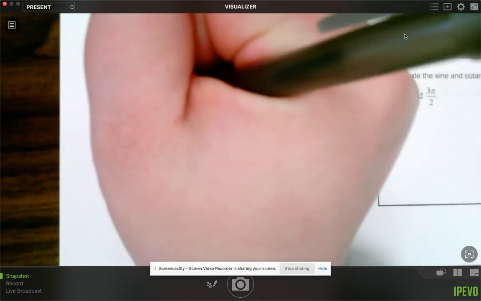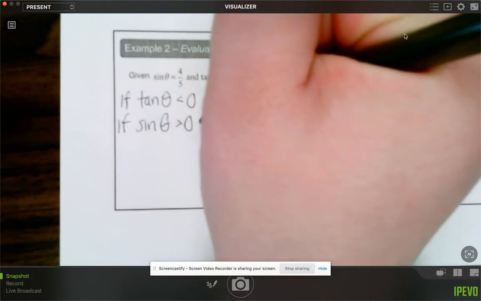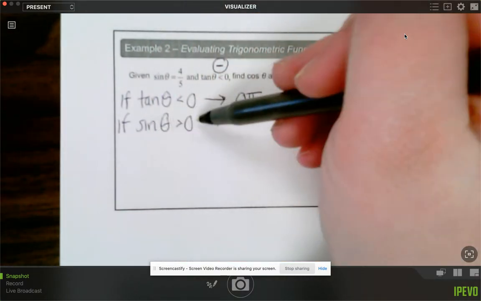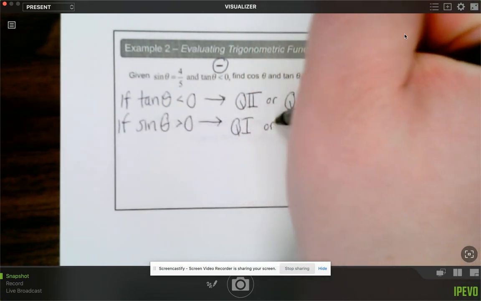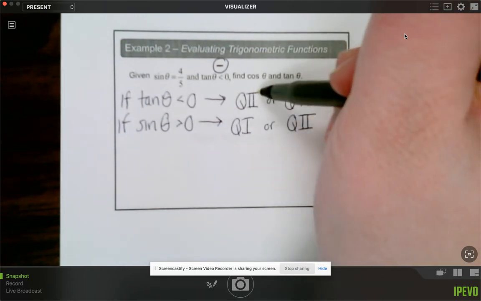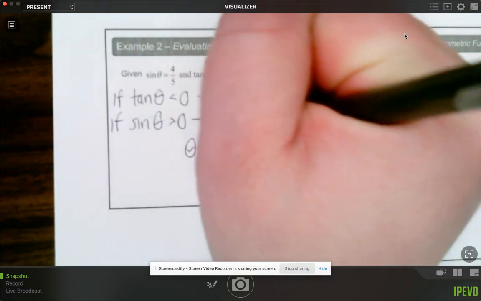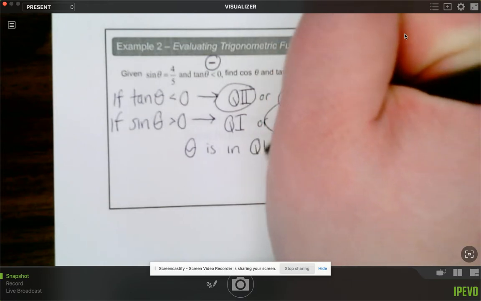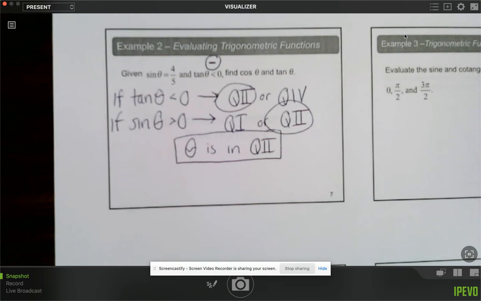If I look at sine, and sine is positive, okay, the sine value is positive in quadrants 1 and 2. We need to figure out where they overlap, and that would be in quadrant 2. So I know that theta is in quadrant 2. Okay, so that helps me figure out what quadrant it's in, so that way I can assign positive or negative values to cosine and tangent.